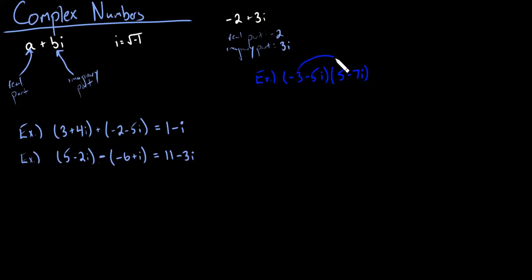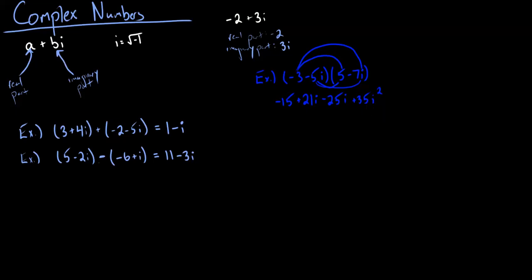So we could have negative 3 times 5 to get us negative 15. Negative 3 times negative 7i, which would become a positive 21i. And then we'd have negative 5i times 5 to get us negative 25i. And then we have negative 5i times negative 7i to get us a positive 35i squared. And this is where we need to take a step back for a second, okay? The standard form of complex numbers is a plus bi. There is no i squared.